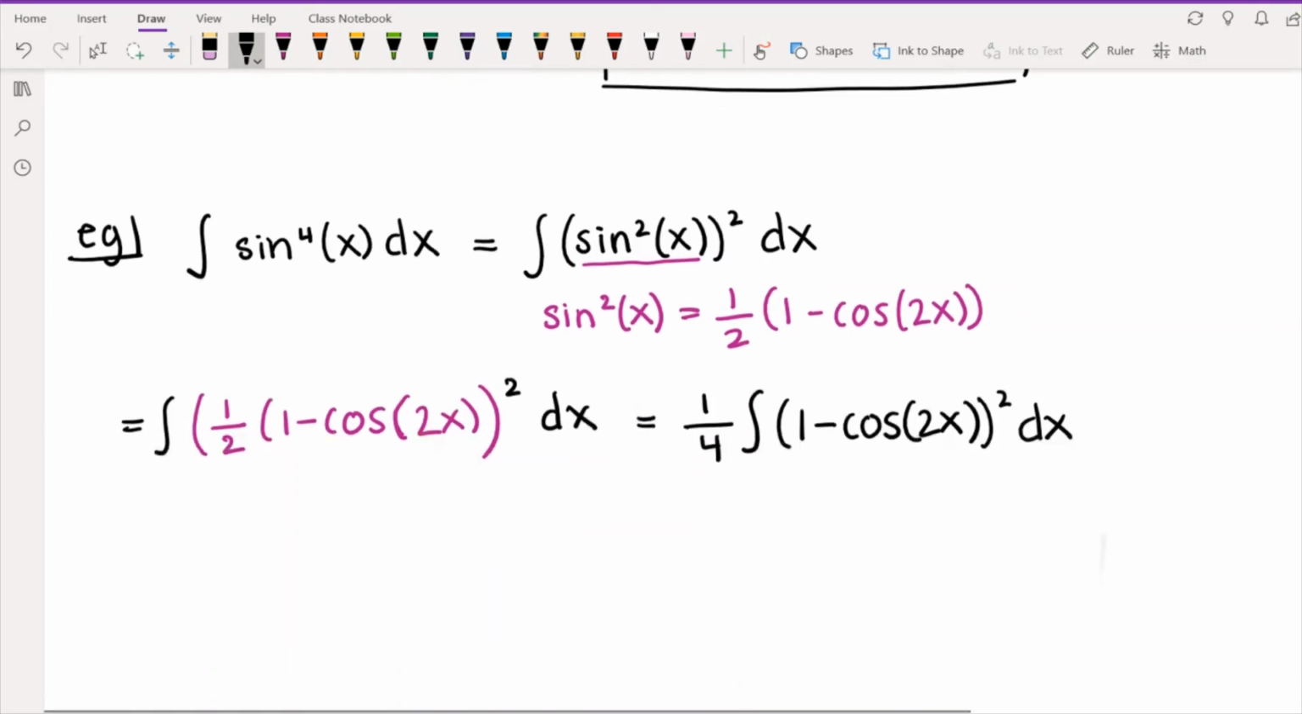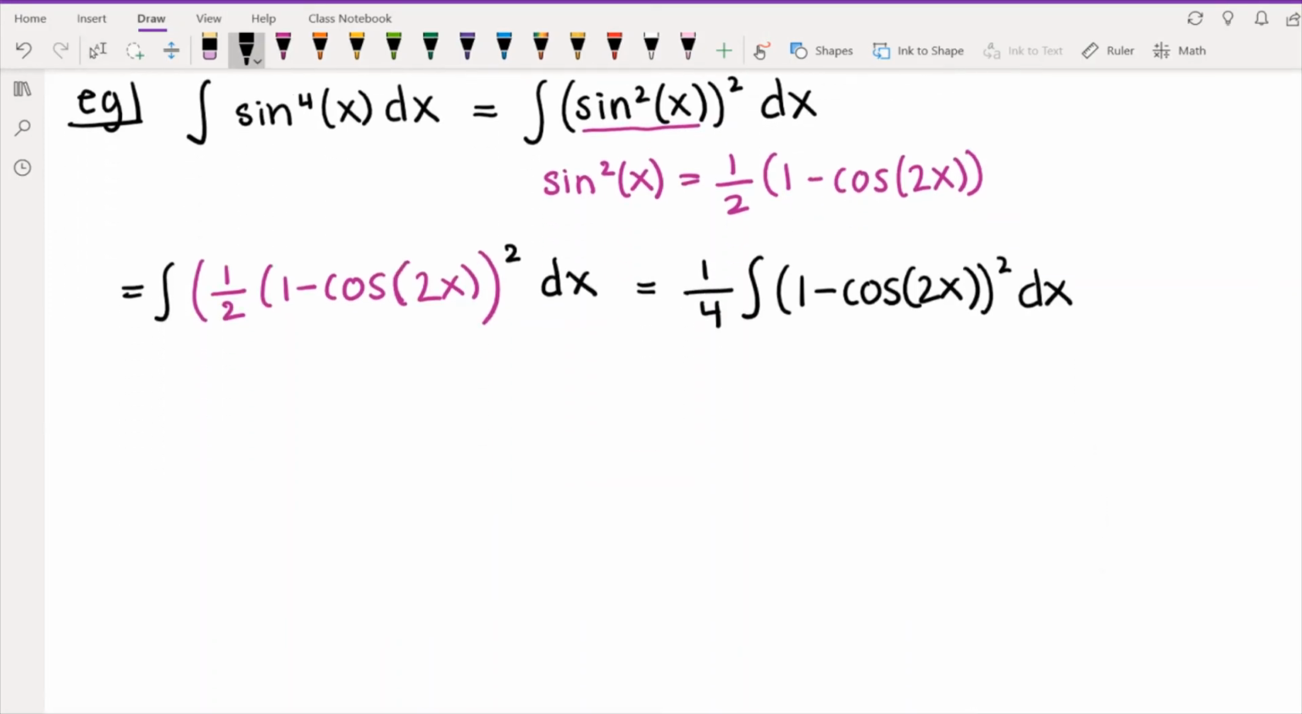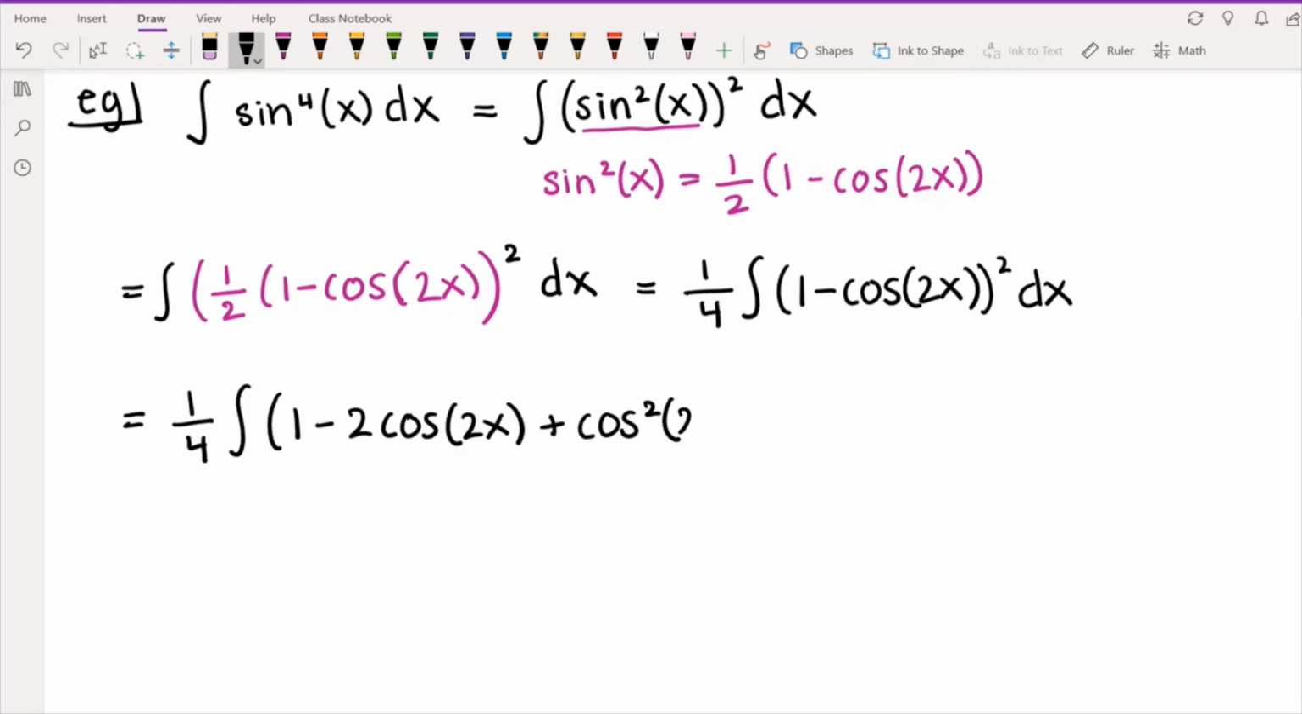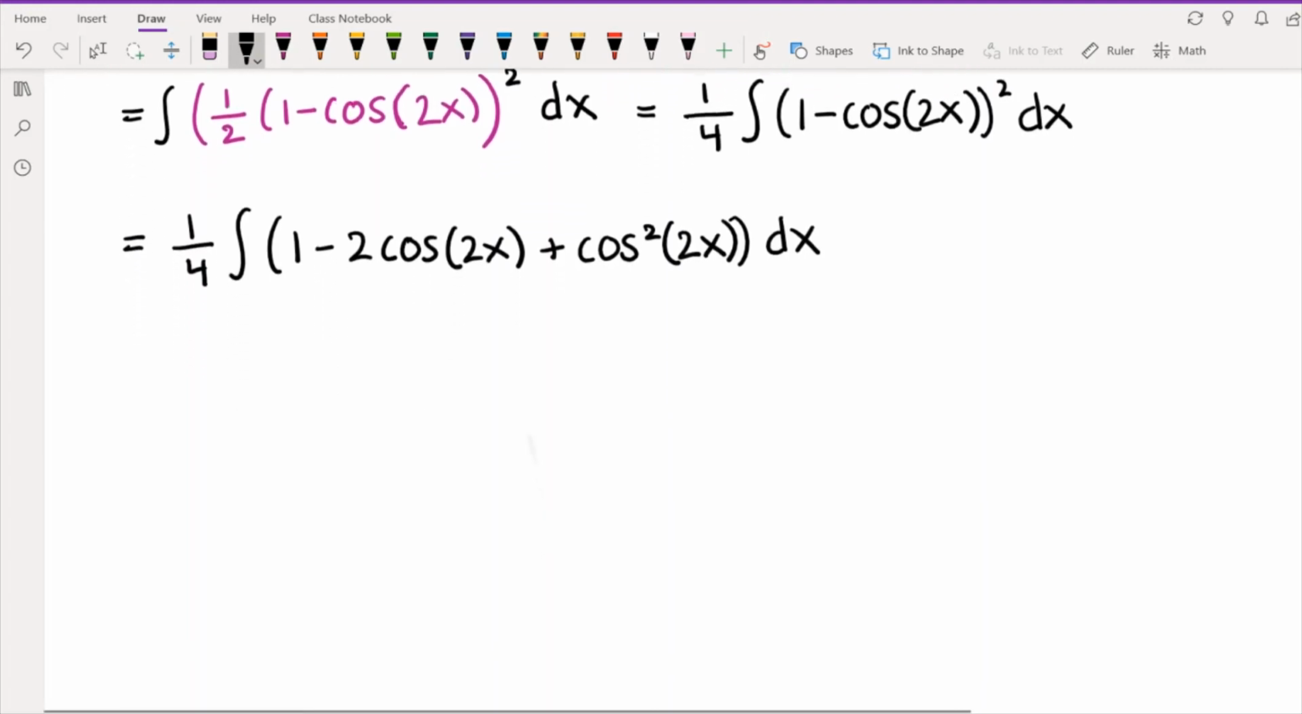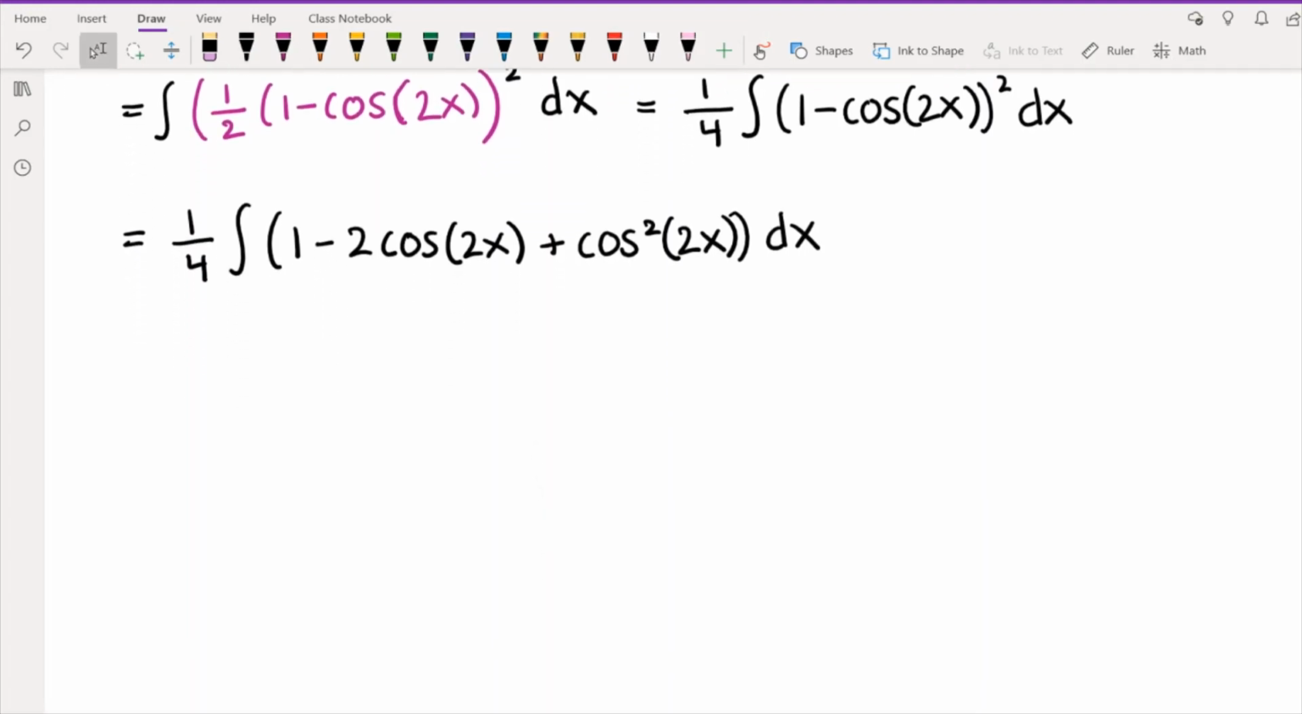So what happens if we multiply 1 minus cosine of 2x with itself? Well, we're going to get 1 minus 2 times cosine of 2x plus cosine squared of 2x. All right, so from here, it might look like we just have something that's more complicated, but we actually will be able to do this part using the same approach that we used on the previous problem.